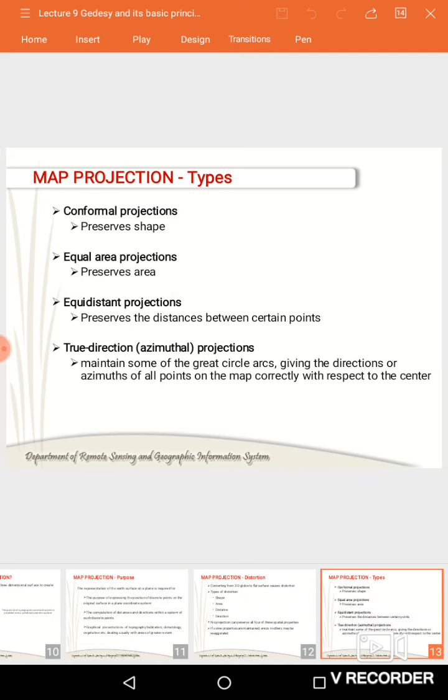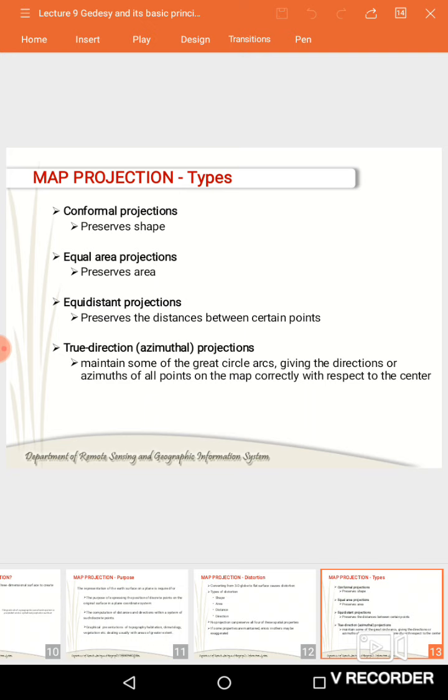And we have four types of map projection. The first one is conformal projection. It helps to preserve the shape of the earth's surface. The second one is equal area projection. It helps to preserve area. Equidistant projection is to preserve distance. True direction, or azimuthal projection, helps to correct the direction of azimuth points.